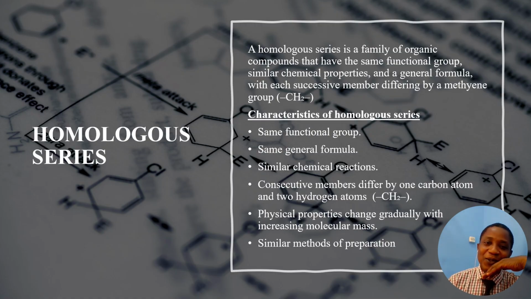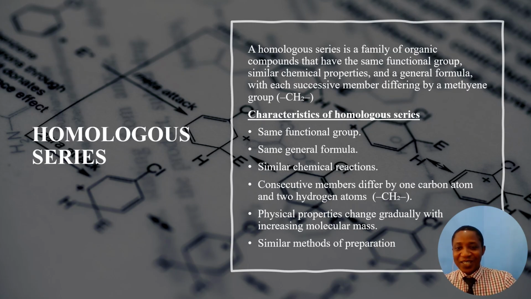What is the meaning of homologous series? The term homologous series is talking about a family of organic compounds that have the same, what they have in common is that they have the same functional group. They are functional in nature. They have the same functional group, similar chemical properties, and a general formula that relates them together, which all of them conform to. Then the only thing you notice about them is that successive members only differ by CH2. That is one thing, which is the methylene group. Take note of that CH2 attachment, which distinguishes them.